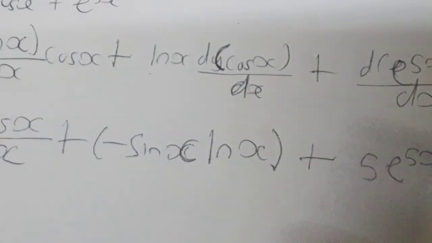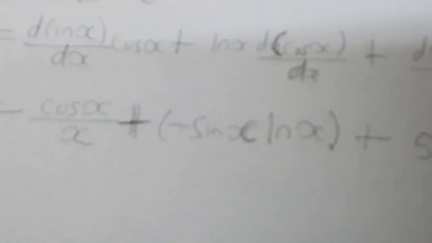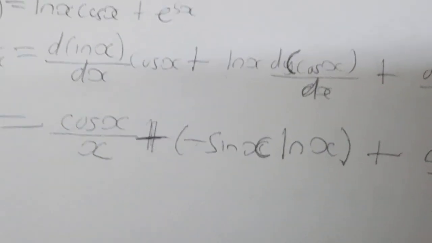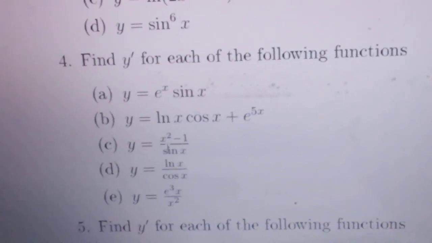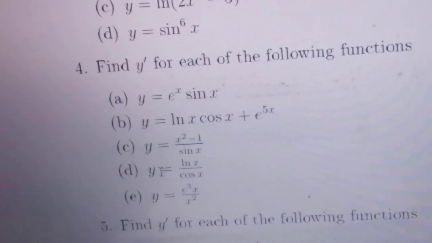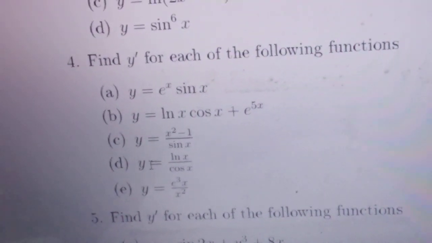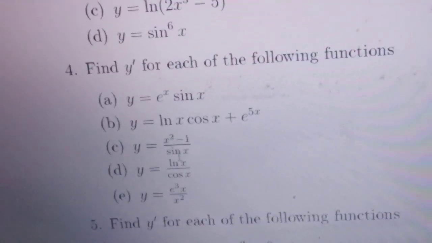So you can just expand it now. Since you have a negative here and a positive here, you can simply expand it to get your final answer. Then you go now to part C. Part C is y is equal to x squared minus 1 over sine x. Looking at this question on part C, this is a quotient rule, because we have a numerator and we also have a denominator.